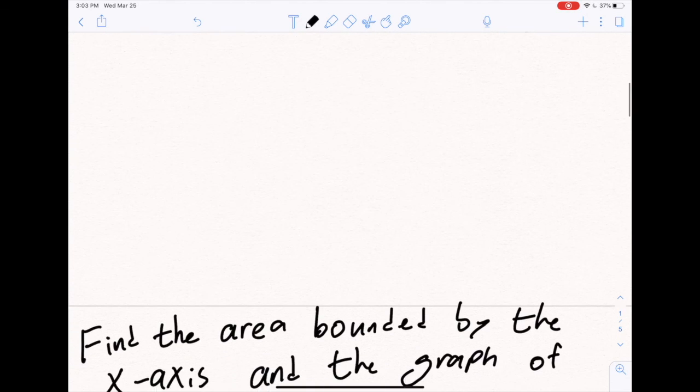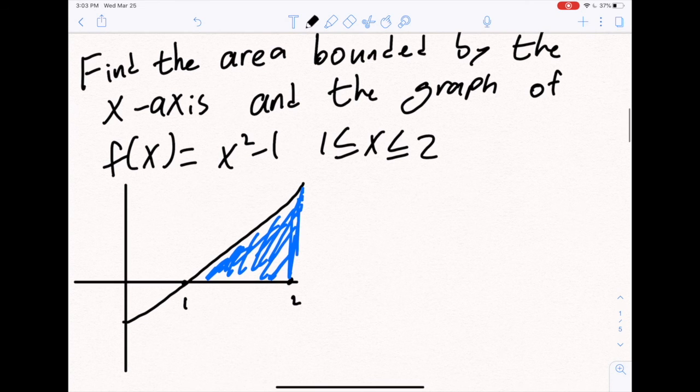Let's look at another example. We want to find the area bounded by the x-axis and the graph of f of x equals x squared minus 1, where x is between 1 and 2. So, like we've already learned, the area under the graph is the integral, which is pretty crazy, but that's just the way it is. So what we need to do is evaluate the integral of x squared minus 1 between x equals 1 and 2.